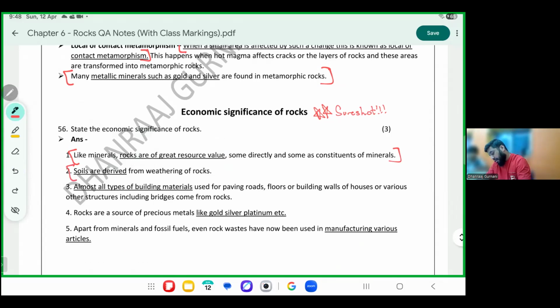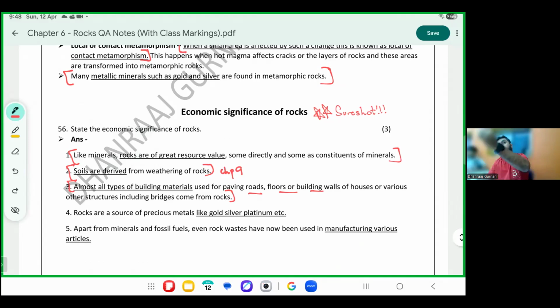Soils are formed from rocks, chapter 9. Almost all building materials like roads, flyovers, buildings are made out of rocks. Look around, you will find construction happening. You will find some or the other kind of rock. Somewhere or the other, rock is always there.